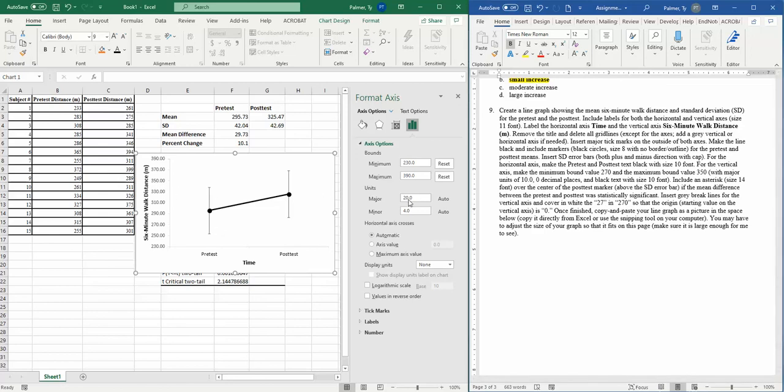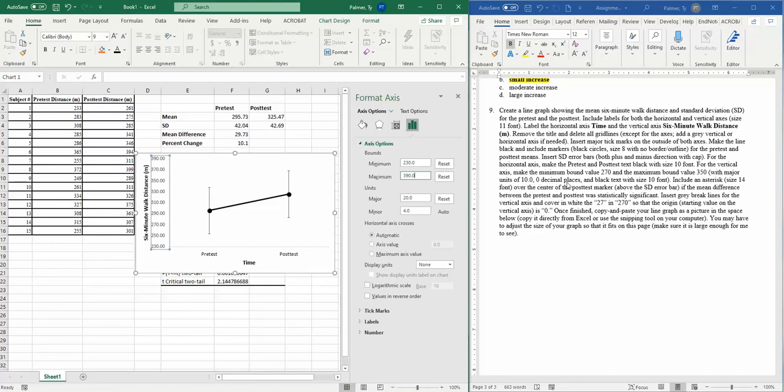Also, it says here in parentheses, make the major units 10. For my data, I'm going to make the major units 20. It's already there for me, but I'm going to make the major units 20 for my data. Again, my data is different than yours, so my vertical axis is going to be slightly different. For your data, for your graph, make sure your major units are 10, because it states it here specifically in the instructions.